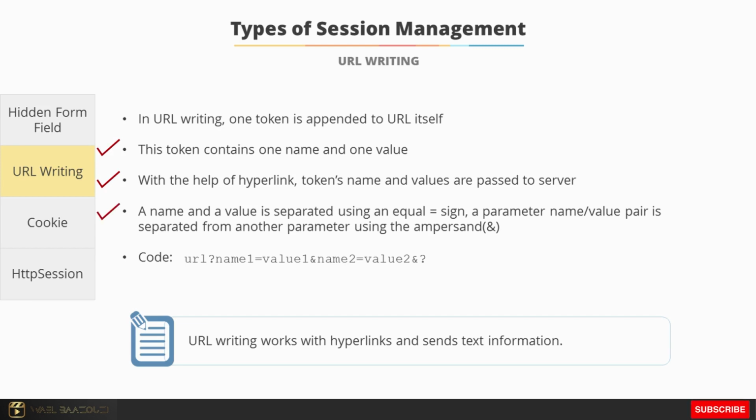A parameter name value pair is separated from another using the ampersand. So here we see name 1 equal to value 1. This is one key pair. The ampersand symbol separating the second key pair value. URL writing works with hyperlinks and sends text information.